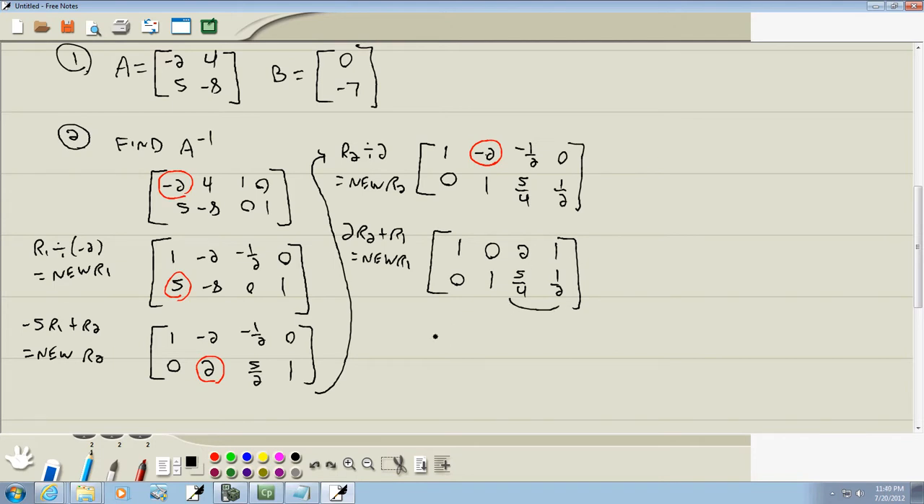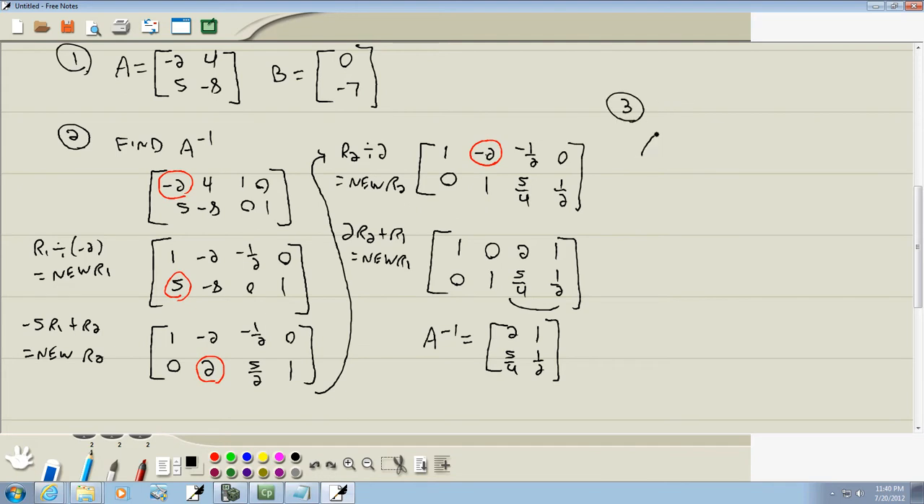So this right here is going to be our inverse. So it's 2, 1, 5/4, 1/2. Just mentally checking that. 10 minus 10, 5 minus 4. Okay, that checks.